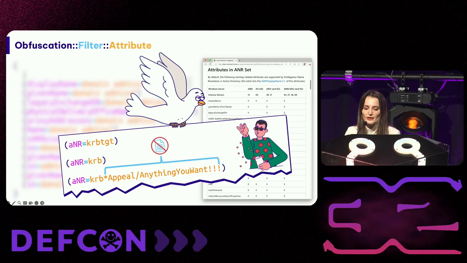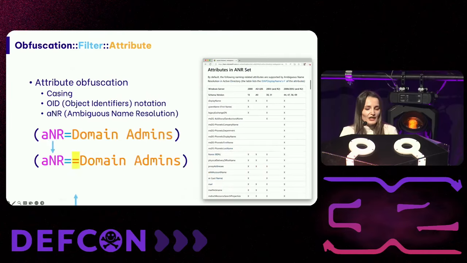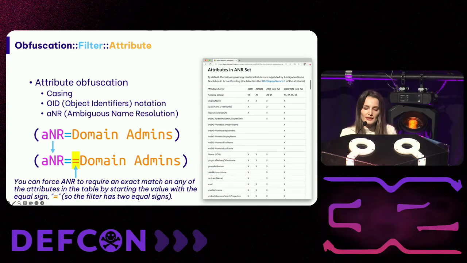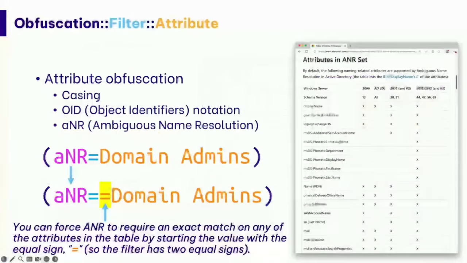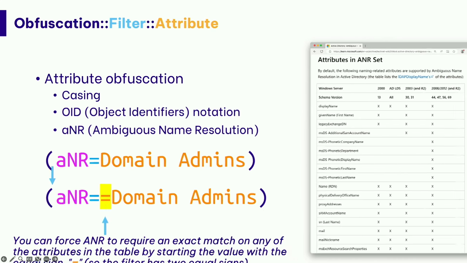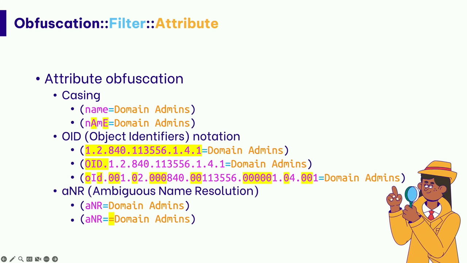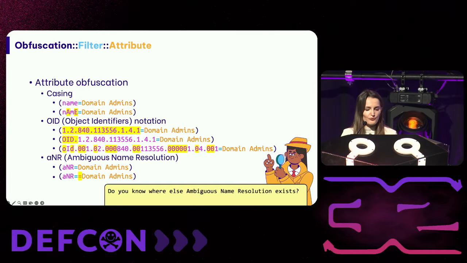And this is also going to be handled by our detection framework. If you don't want to do all the crazy stuff with the wildcard and just be explicit, you can just add an equal sign, which is the documented way to get the information. As a recap, for attribute obfuscation, we can do casing, object identifier notation, and ambiguous name resolution.